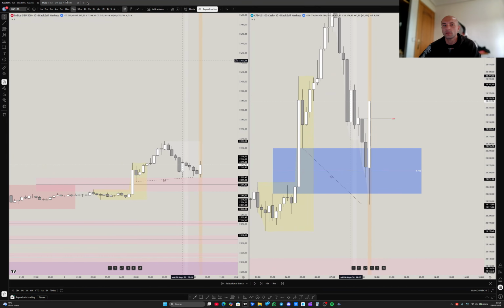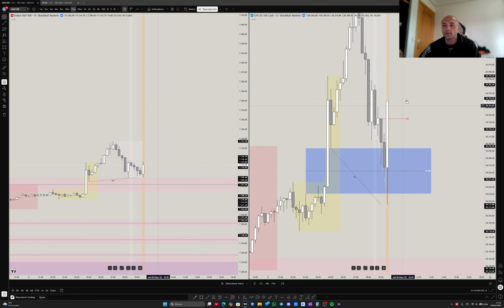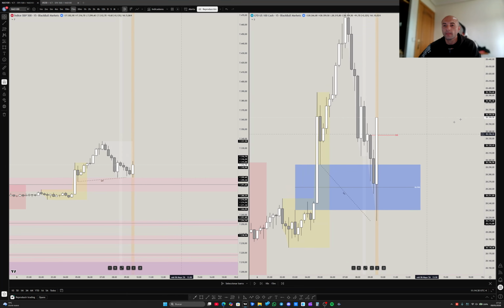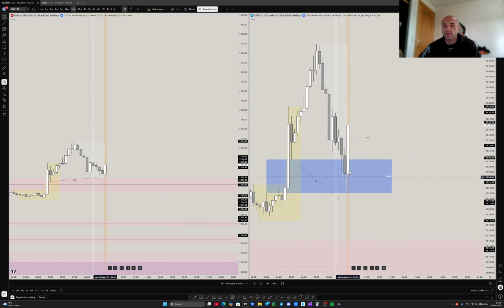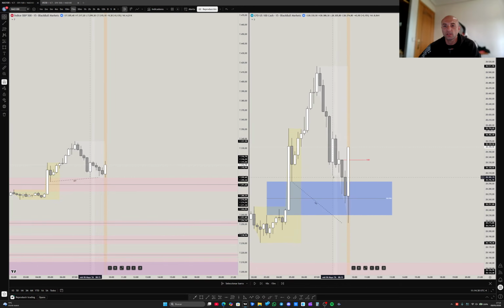I wasn't waiting for a 1 hour rejection. I mean, yes, it's cool to have it, but I was anticipating a big rejection after I see this change in state on the 15-minute. This change in state to me indicates that we at least want to go to the high just because of the SMT. The change in state confirms it.